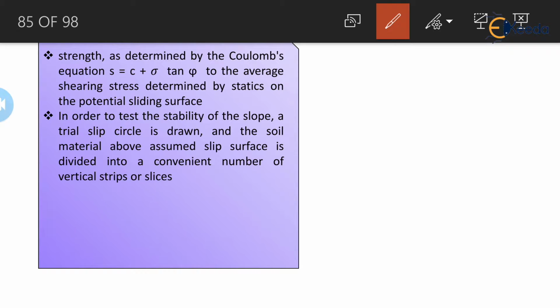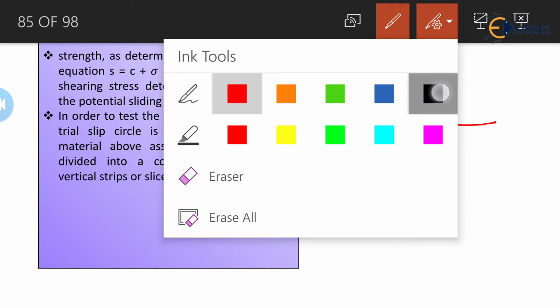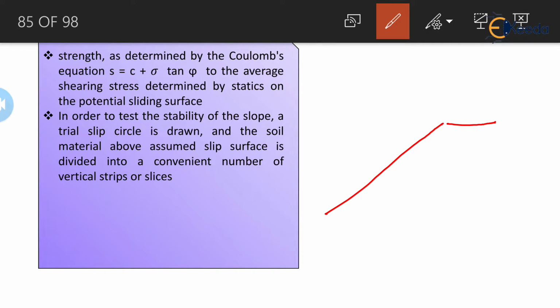Let's consider the upstream slope. This is our upstream face, and by assumption this slip circle will look like a cylindrical one. Here the trial slip circle is drawn, and the soil material above the assumed slip surface is divided into a convenient number of vertical slices.